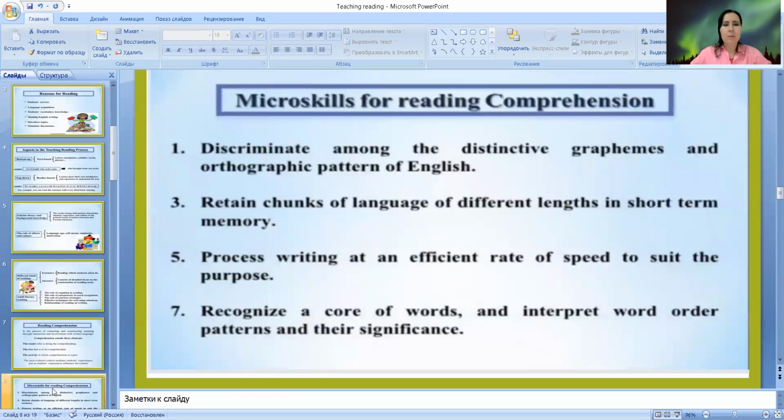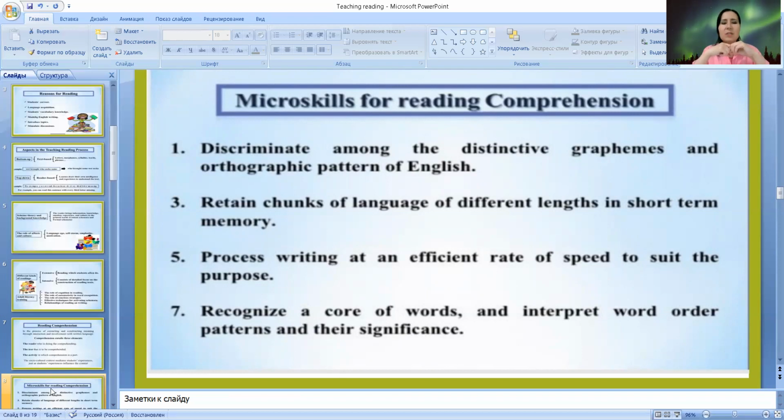Next, here are more micro skills for reading comprehension. We can learn the skills for reading comprehension. For example, the first: discriminate among the distinctive graphemes and orthographic patterns of English. First of all, we know how to discriminate the graphemes and the orthographic patterns of English. We know how to read one word, how we can read one sentence, for example.